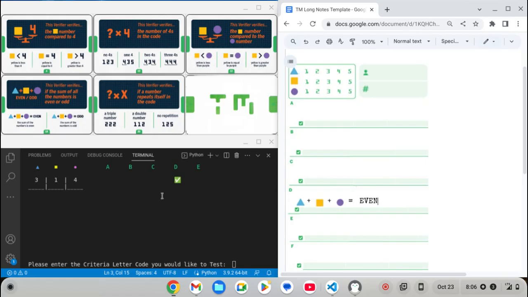All right, so the next thing I would like to test is I'd like to see what criteria card E reveals. So let's go ahead and test E. Okay, so the Turing Machine does not approve of my choice in 314. Well, 314 has all distinct digits.